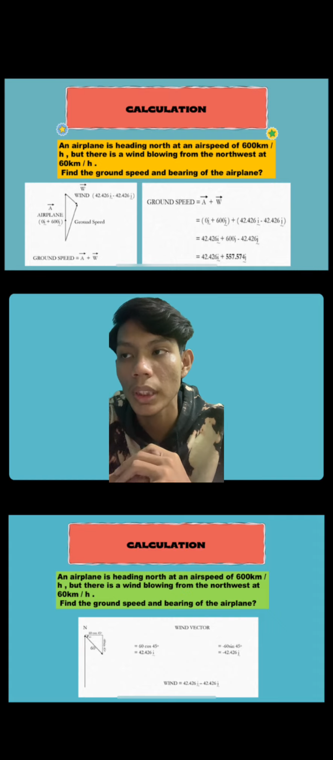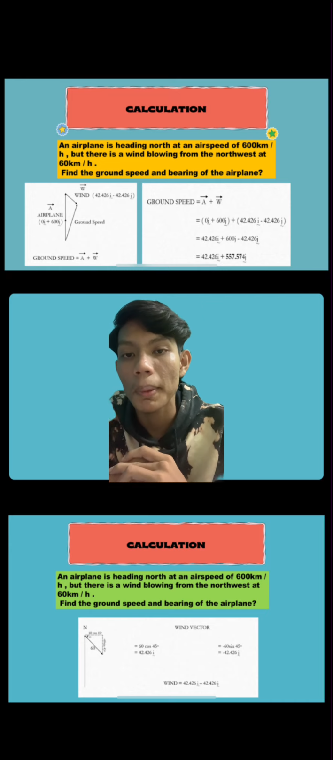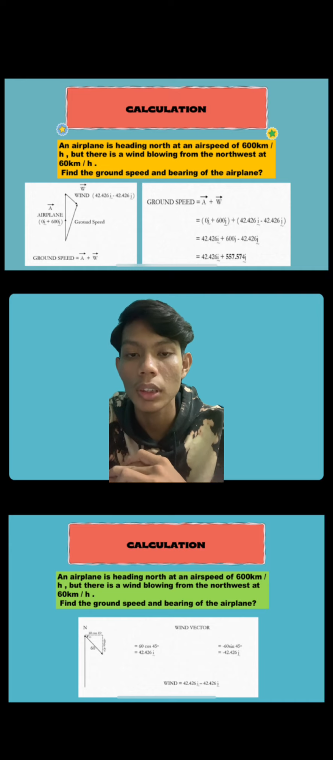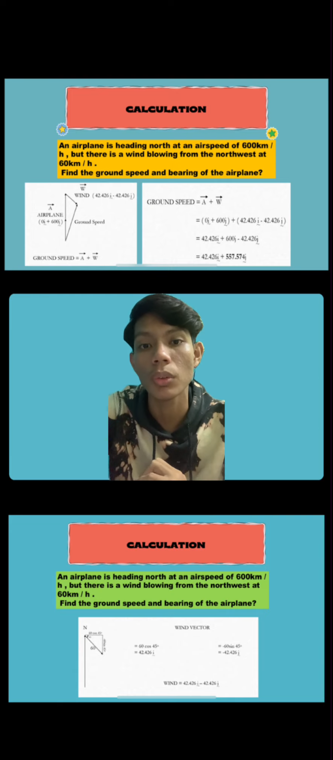How to calculate in flight engineering. An airplane is heading north at an airspeed of 600 km per hour, but there is a wind blowing from the northwest at 60 km per hour. Find the ground speed and bearing of the airplane. How to calculate the wind vector?